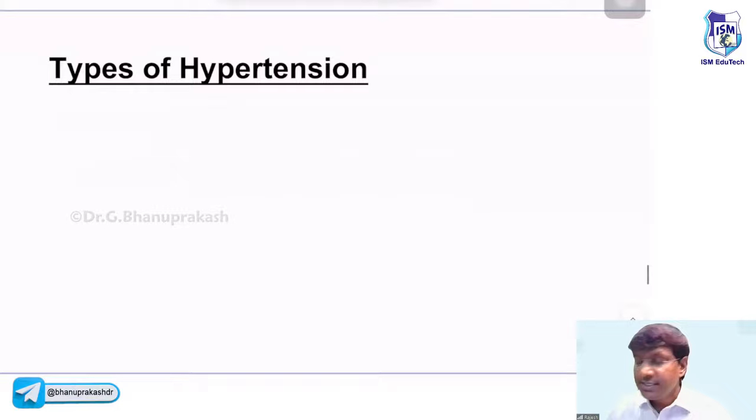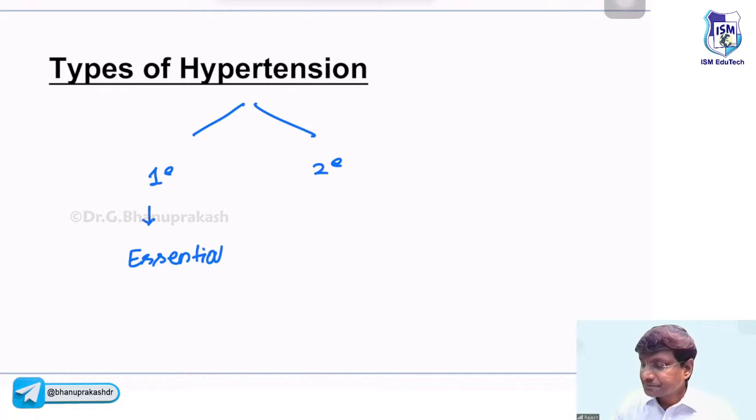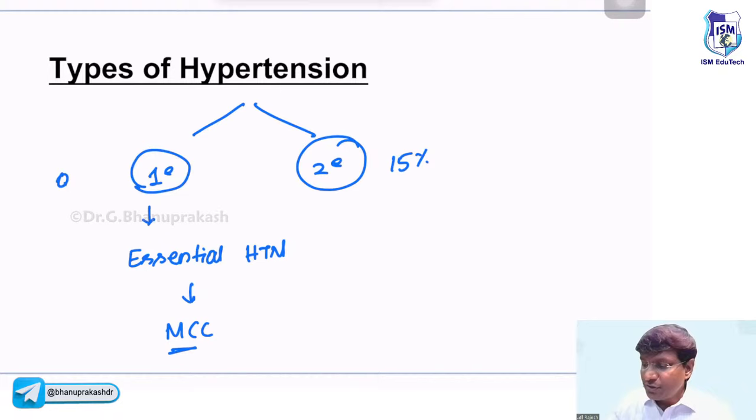Next, you take hypertension. We have two forms. One is primary hypertension and the other is secondary hypertension. And primary hypertension is nothing but essential hypertension. Right? And this is the most common cause of hypertension. All right? And secondary hypertension is observed only in 15% of cases, and primary hypertension is observed in almost 85% of cases.